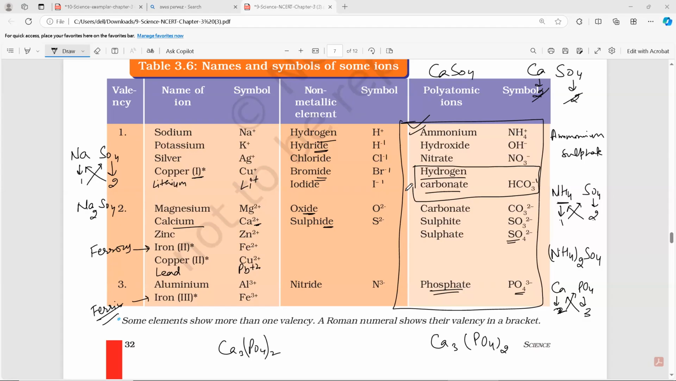Sir, hydrogen carbonate is H2CO3. So what is hydrogen? Hydrogen is H. Carbonate is only CO3. Hydrogen carbonate is HCO3.